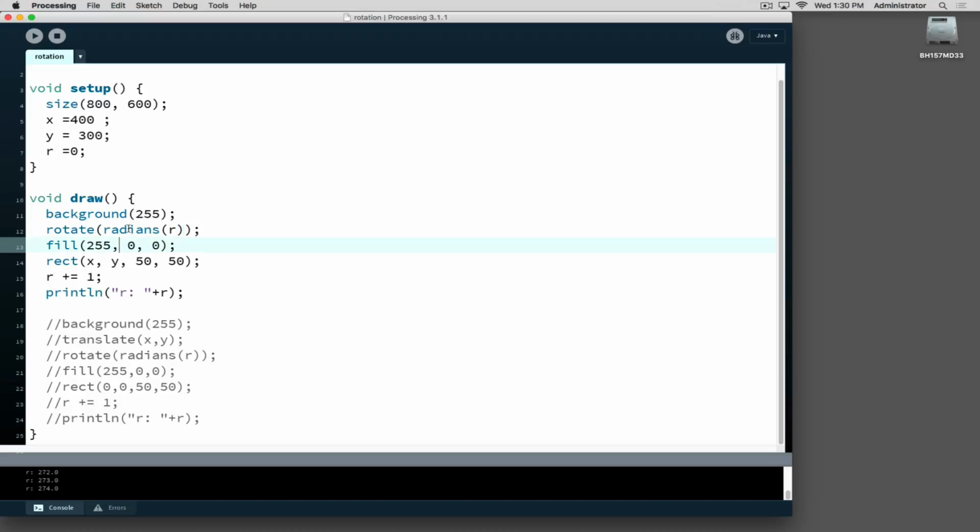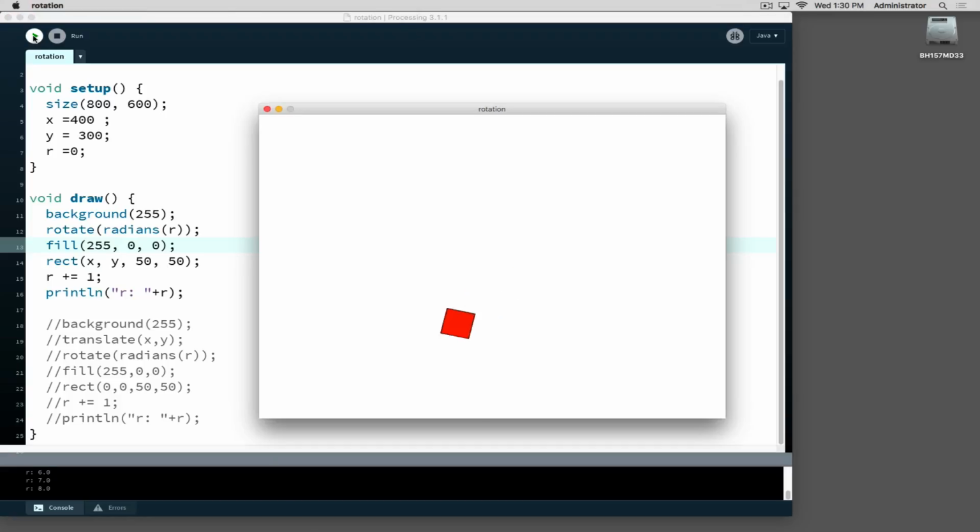Now, the first file we're looking at this afternoon is rotation. When I run that, we see the square runs and disappears very quickly off screen. Oh, and then it comes back. And what you'll notice is the square is following an arc, and it's traveling around the origin point of our canvas, which is the top left corner, which is 0, 0.